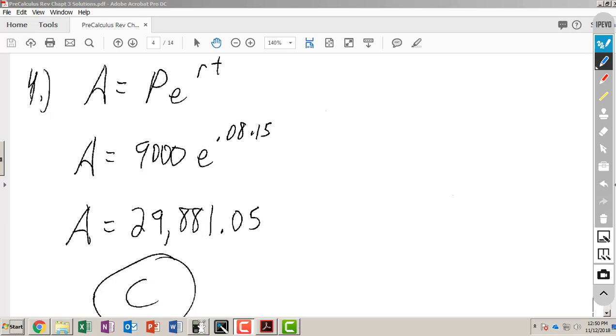So I need to remember that continuous compounding is this formula right here, A = Pe^(rt). I need to remember that P is going to be your principal or your original investment. E is going to be that number 2.718 that's built in your calculator. So r is your rate, and then t is going to be the time.